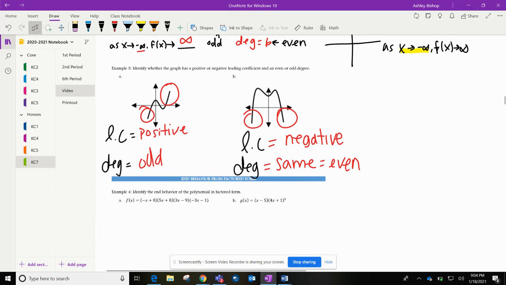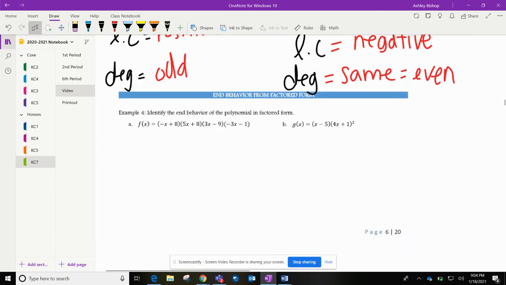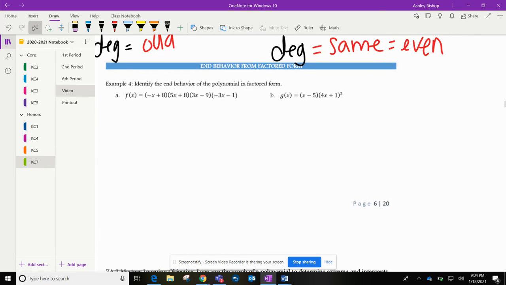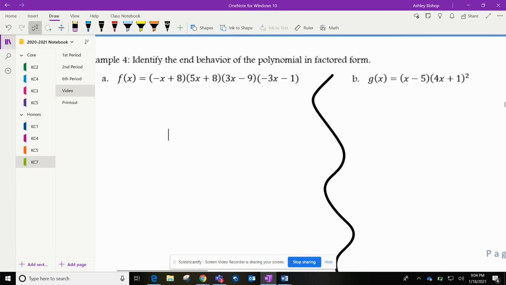Okay? Then I have one last thing. It says identify the end behavior of the polynomial in factored form. Whoa, looks like a lot, but it's not. Once we FOIL all of this together, we need to figure out what the leading coefficient is so that we can say what our end behavior is. Easy. We're only going to multiply the first thing in each binomial together. So we're only going to multiply those things together, starting with two at a time. I'm going to multiply negative x times 5x.